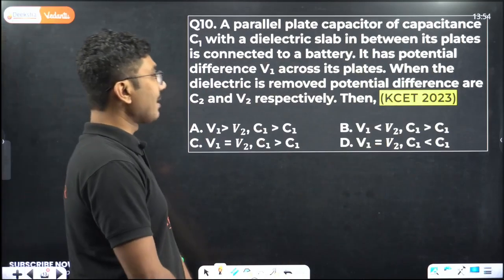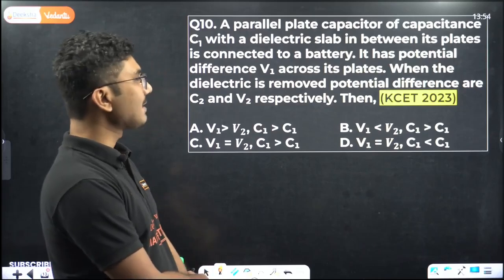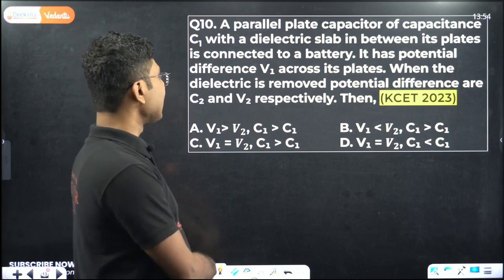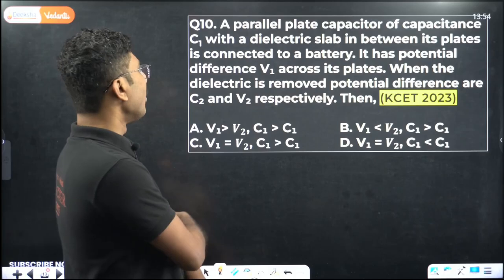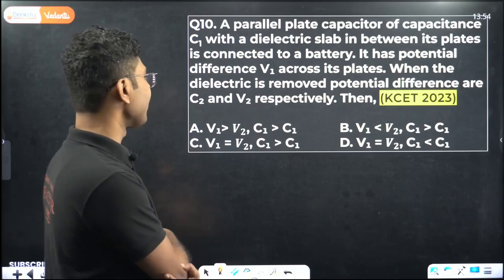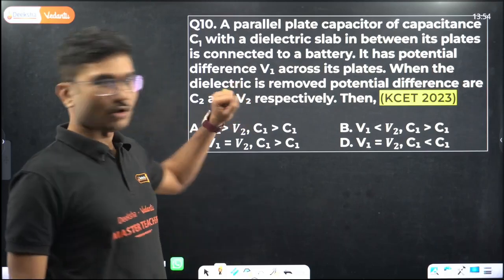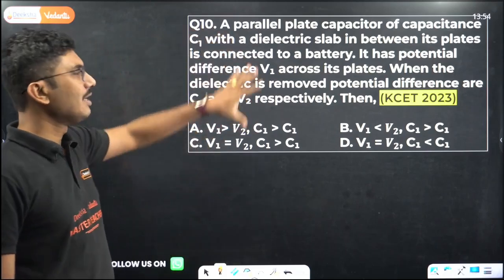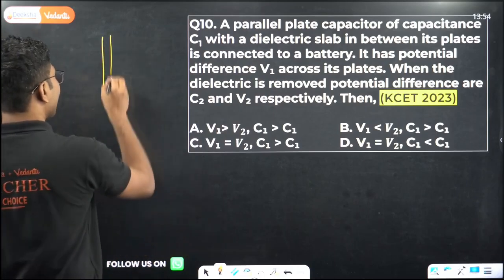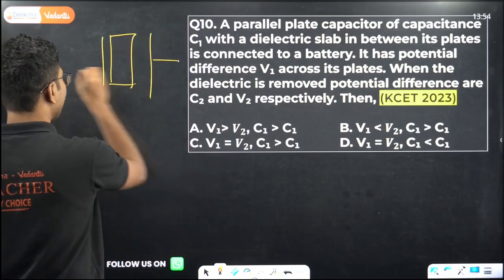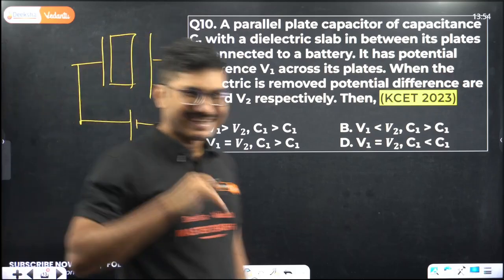Next, a parallel plate capacitor of capacitance C1 with a dielectric slab between its plates is connected to a battery. It has a potential difference V1 across its plates. When the dielectric is removed, the capacitance and potential difference are C2 and V2 respectively. I think I solved this question during our live lecture as well. If you remember, when you have a dielectric slab between the capacitor plates, its capacitance is higher. If you remove the dielectric slab, the capacitance decreases, right?